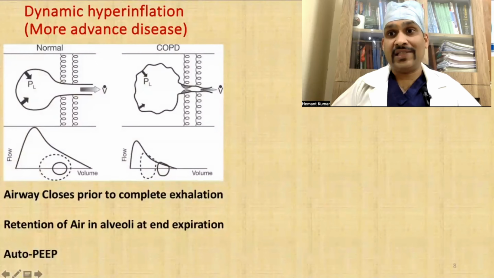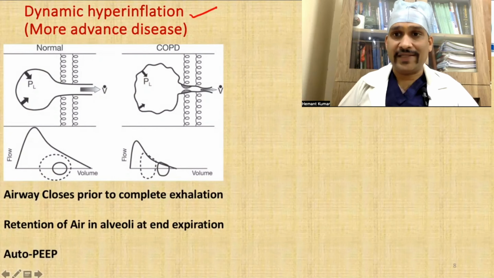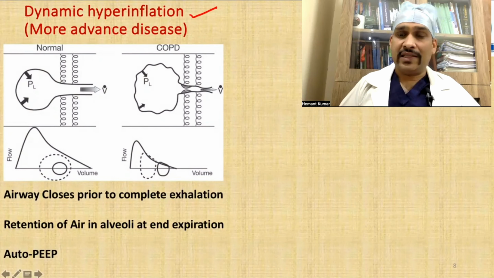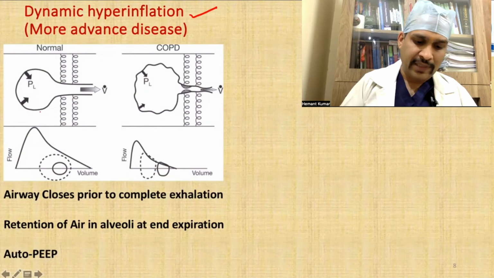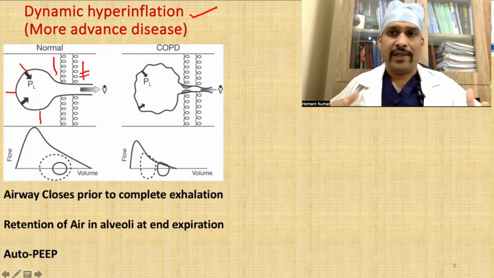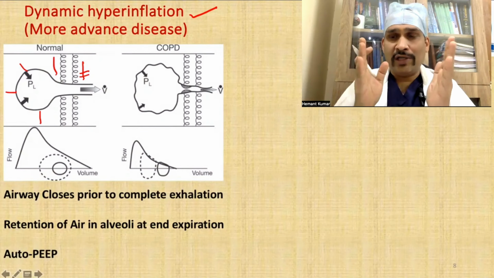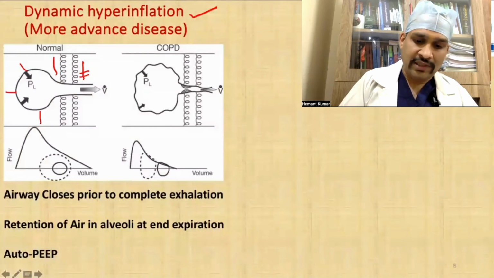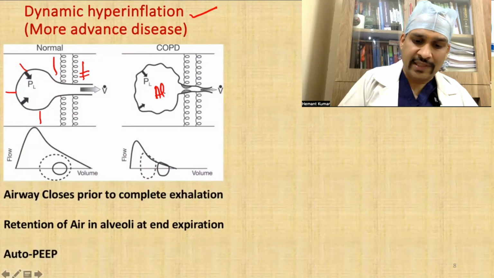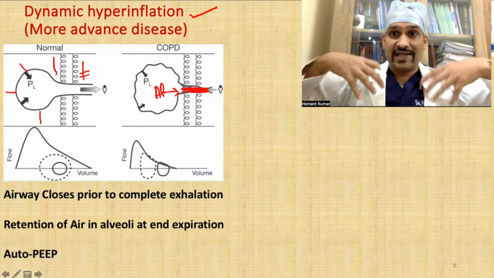Another problem is that in severe COPD, there is the concept of dynamic hyperinflation. What is that? In COPD, there is breakage of septa. I told you there are many septa like this. So this septa is not functioning, it's weakened. So what will happen? The patient will inhale, no problem. But while expiring the gas, the small airway will get closed. So this is the alveoli. When the patient is expiring, this airway will get closed. So what will happen? There will be trapping of air inside the alveoli.